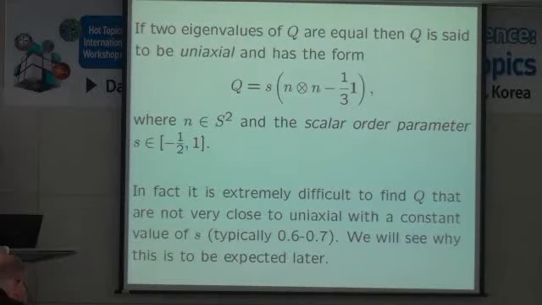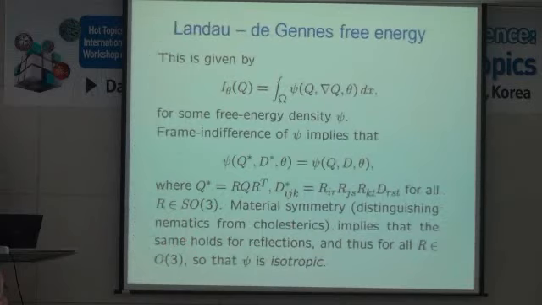And in fact, as has already been discussed, it's not very easy. In fact, it's extremely difficult to find Qs that are not uniaxial. So to find Qs that are not very close to uniaxial with a constant value of S, Peter said 0.8, but I'm not sure what the general thing, 0.6 to 0.7. Okay. And we're going to see why that's to be expected in a moment.